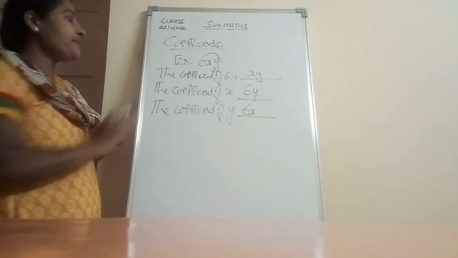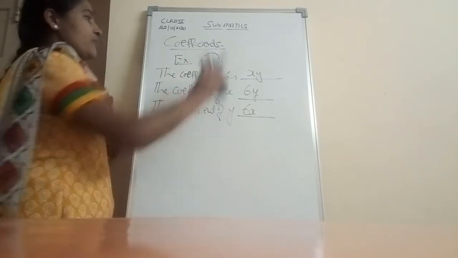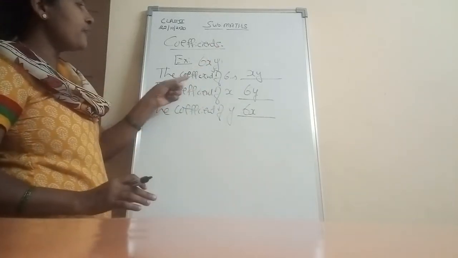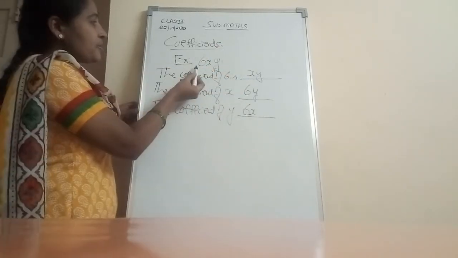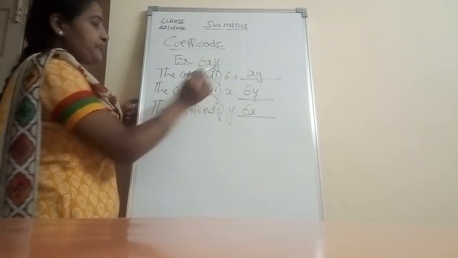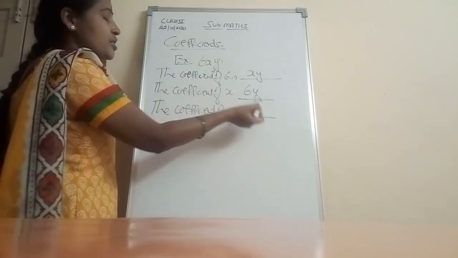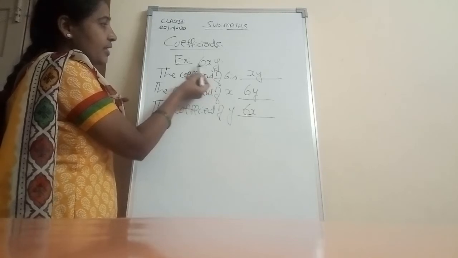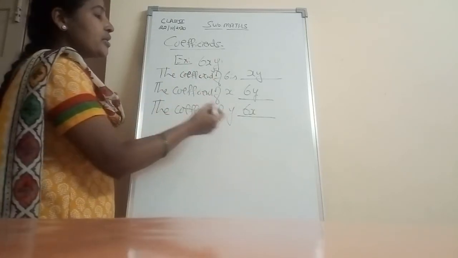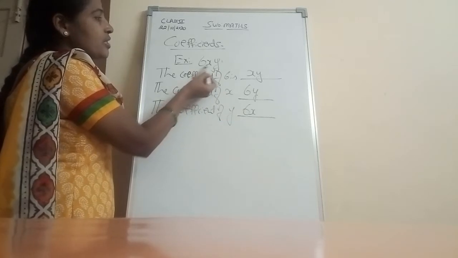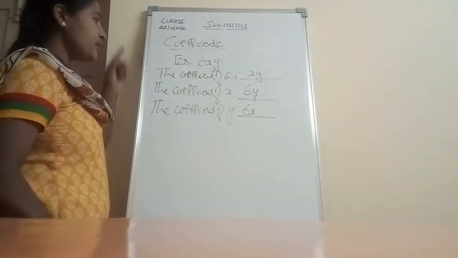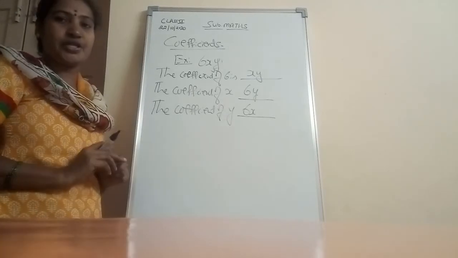Let me explain once again. I have taken the example of 6xy. Understood, children? 6xy. Here I have written the coefficient of 6 is dash. Except 6, which are all the other factors? That is xy. You write down. Next, the coefficient of x is dash. Except x, which are all the other factors? 6 and y. So 6y is the answer. The coefficient of y is dash. Except y, which are all the other factors here? 6x. Understood, children? So in such a way we have to find out the coefficient.